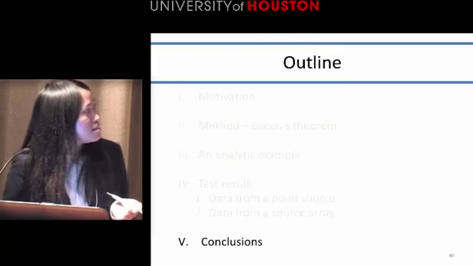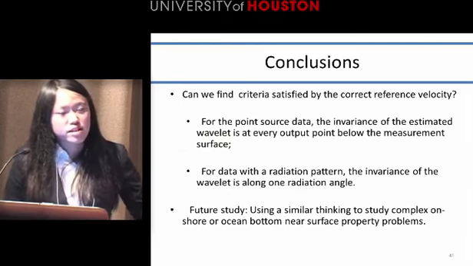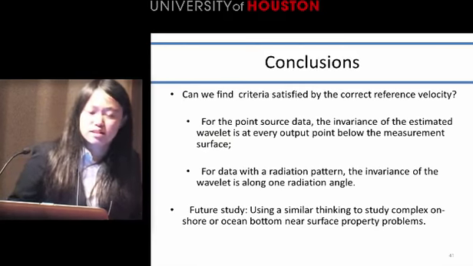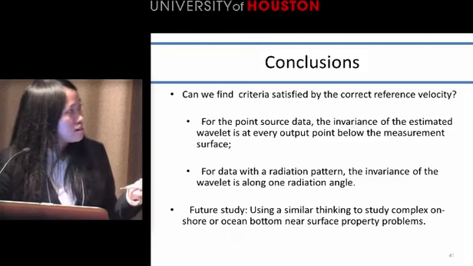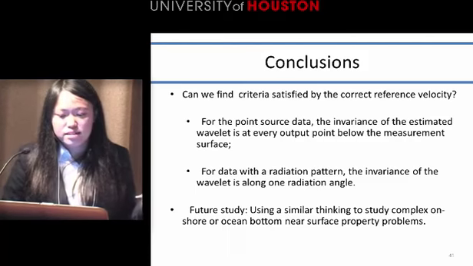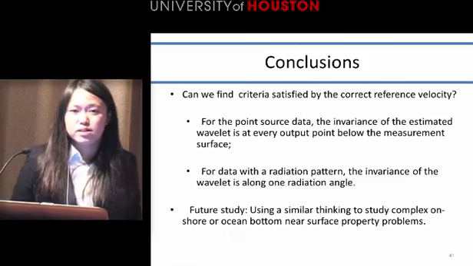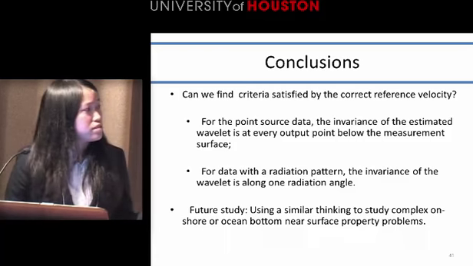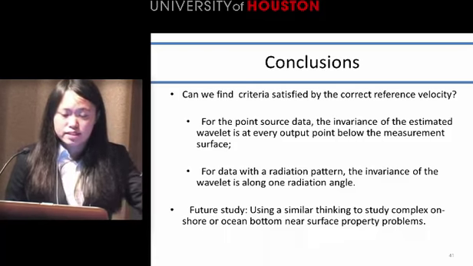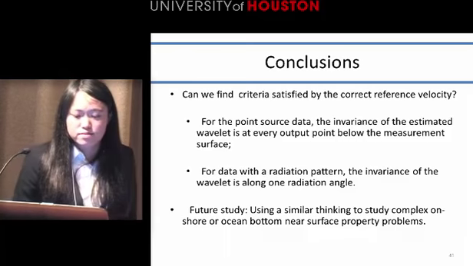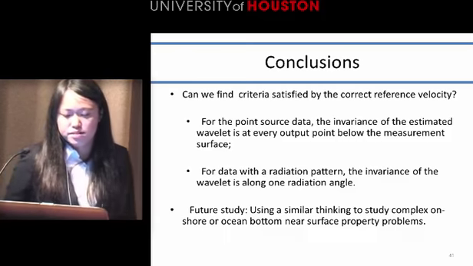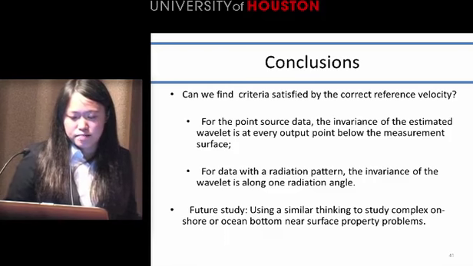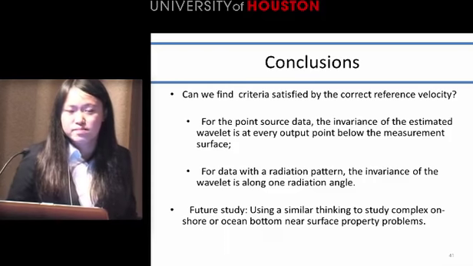And the conclusion is, the question of this research is, can we find criteria that are satisfied by the correct reference velocity? And we have shown that for the point source data, the invariance of the estimated wavelet is at every point below the mammoth surface. And as for the data with the radiation pattern, the invariance of the wavelet is along one radiation angle. And for future study, we will use similar thinking of using invariances to study the complex onshore or ocean bottom near surface problems.